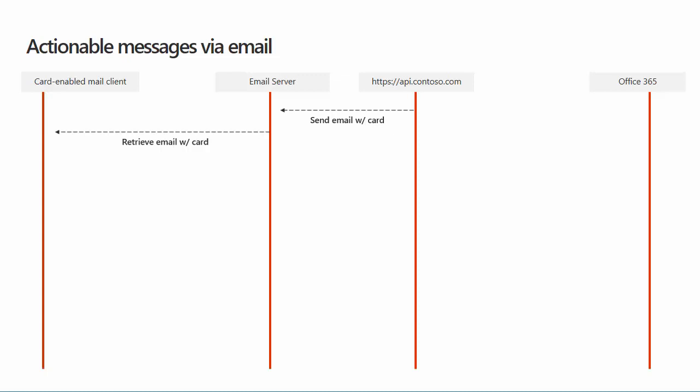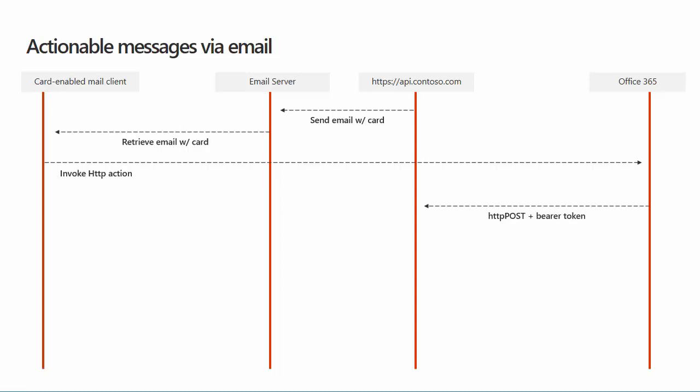But in my card-enabled mail client, the user will then click on a button. It'll invoke the HTTP action. Eventually that HTTP action will get routed to Office 365. Office 365 then turns around and does a POST message to your API, and it includes a bearer token. Again, we'll talk about this in depth later, but it is a way for you to validate that the request coming into your application is from Office 365.